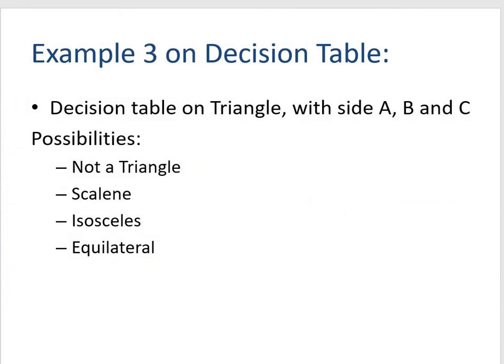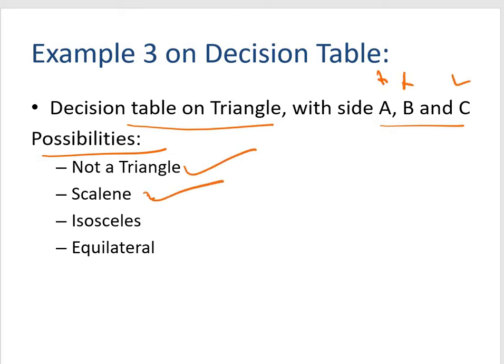Now let's take another example. This is comparatively complicated, not that complicated as such. I have to draw the decision table with sides A, B, C as possibilities, and I have to identify whether these sides A, B and C are not forming any triangle, or it's a scalene triangle, that means all the sides are unequal. It is forming an isosceles triangle, that means two sides are equal, or it is forming an equilateral triangle, that means all these sides are equal.